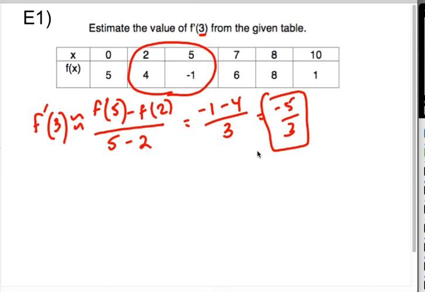Now, sometimes you'll see this in the context of a word problem where x might have units of time and f of x might have units of volume or units of distance or position, however it's measured, and you'll be asked to find the approximate derivative with units, but it's the same idea. Approximating a derivative is generally just using old school slope around that point. So let's go ahead and try a P1.